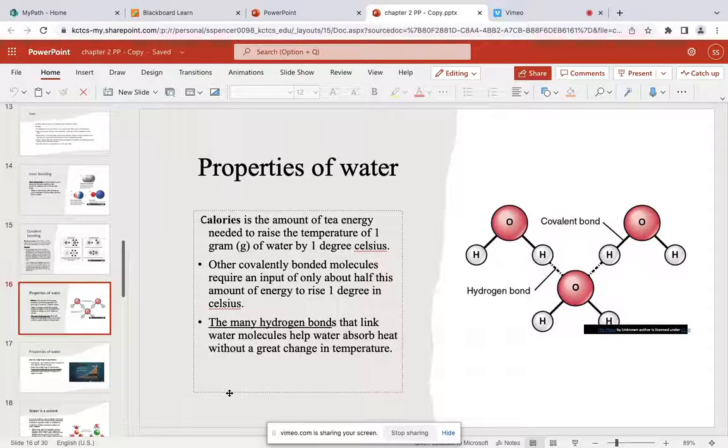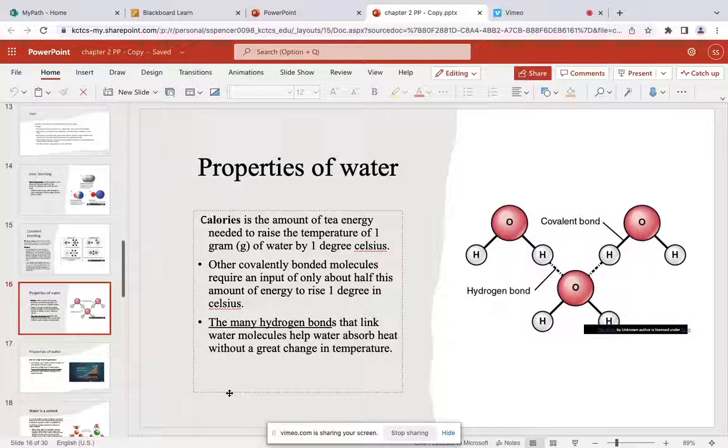Next, we'll move on to the properties of water. We have a few different properties of water, and each of them is unique and important. They'll probably show up on exams. People love to test on the properties of water. First, I just need you to understand what a calorie is. A calorie is the amount of energy needed to raise the temperature of 1 gram of water by 1 degree Celsius.